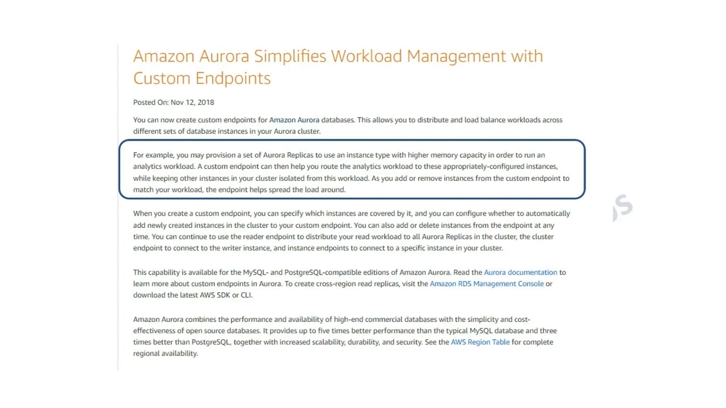As you can see, it says you can now create custom endpoints for Amazon Aurora databases. This allows you to distribute and load balance workload across different sets of database instances in your Aurora cluster. For example, you may provision a set of Aurora replicas to use an instance type with higher memory capacity in order to run an analytics workload. A custom endpoint can then help you route the analytics workload to the appropriately configured instance while keeping the other instances in your cluster isolated from this workload.